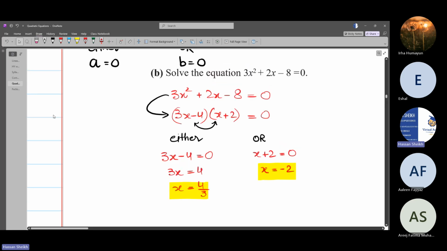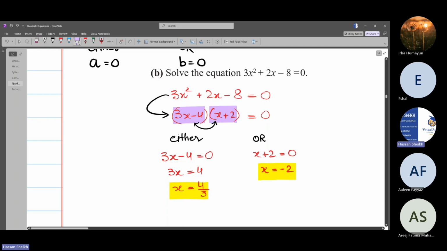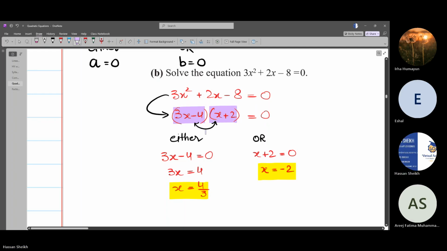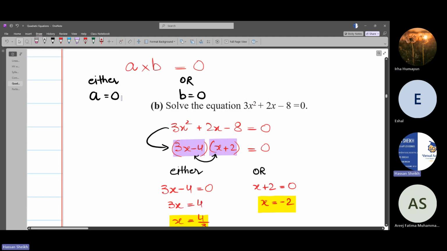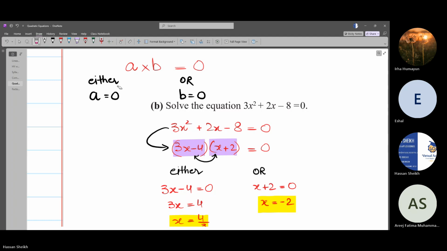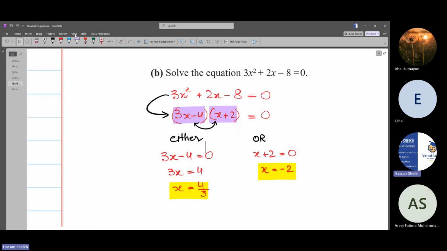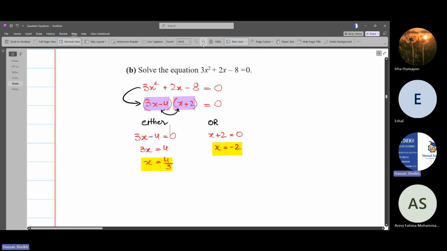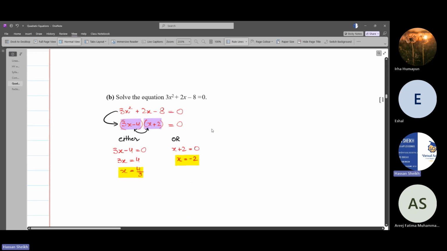Because these two factors are multiplying. Just check out the purple factors, this one and this one. Are they multiplying and giving a product zero? Which means that either of them will be zero. So do you understand now why we write either or and we get the values? Because when the two factors are multiplying and giving a product zero, it means either the first one is zero or the second one is zero.